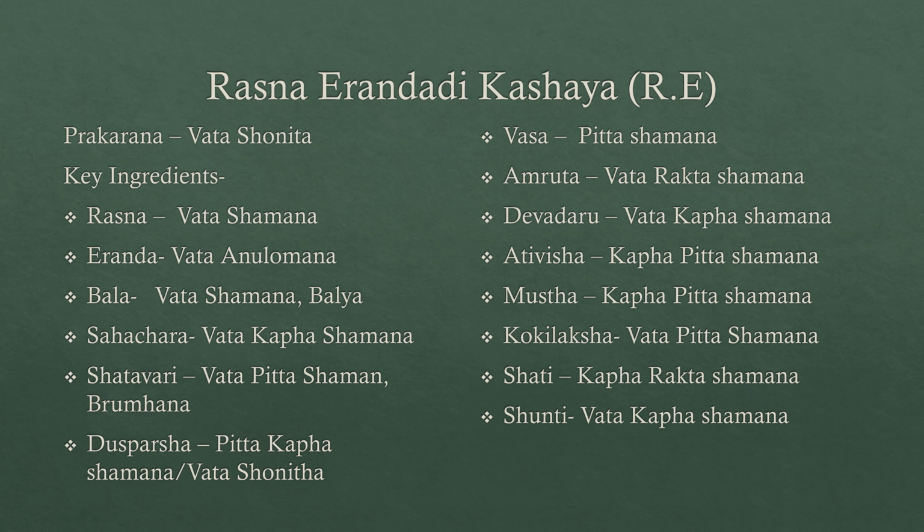Rasna, Eranda, Bala, Sahachara, Shatavari, Dusparsha, Vasa, Amrita, Devadaru, Ativisha, Musta, Kapilaksha, Shati, Shunti. All these kashayas are either Vata Shamana or Rakta Dushya Shamana in nature. Rakta Dushti can be due to either Pitta aggravation or Kapha aggravation. So we can use this kashaya in conditions where Vata is vitiated in Rakta and associated with Kapha or Pitta. That is the indication of this kashaya.